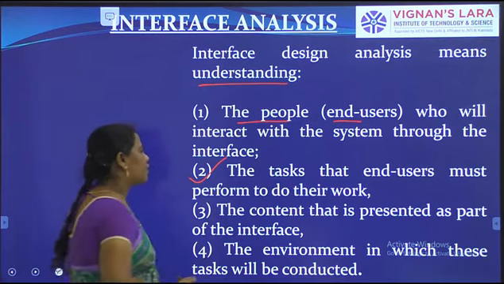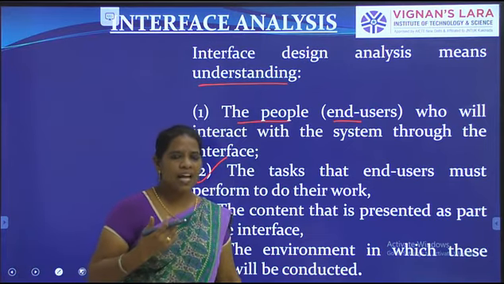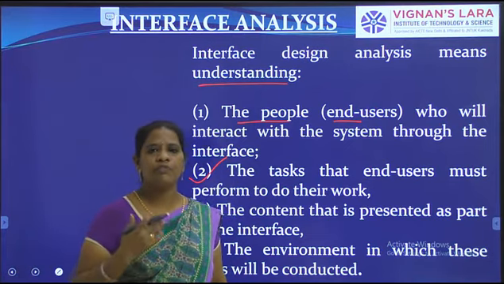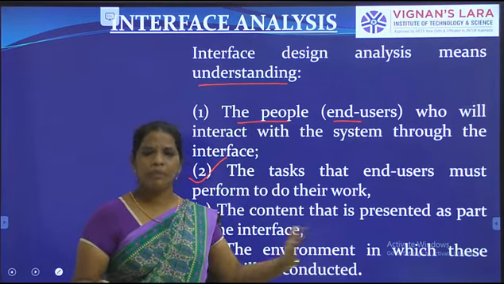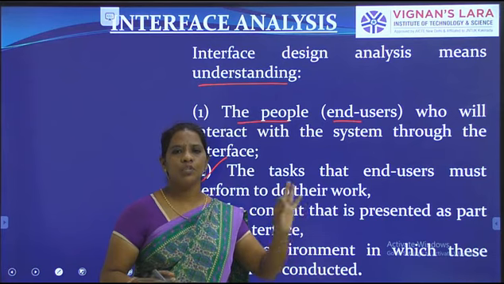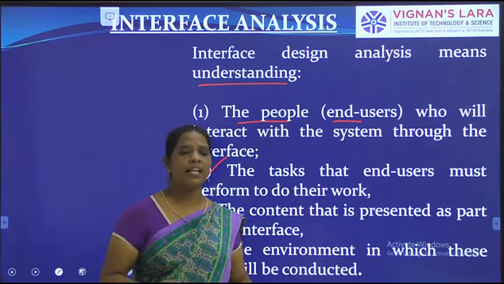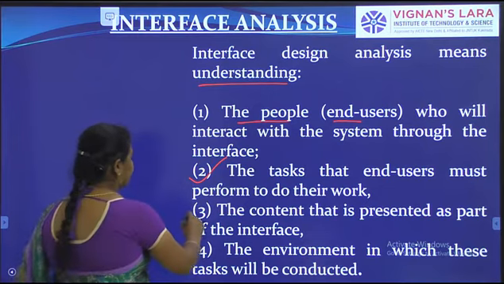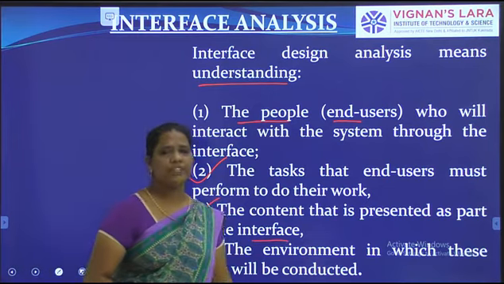And next, the second point, the tasks that end users must perform to do their work. So what tasks are the users doing? In order to perform their work, they are using it for some other purposes. Some people will use the laptops only for movies. They will not perform any work like that. Okay. And next, thirdly, the content that is presented as part of the interface.